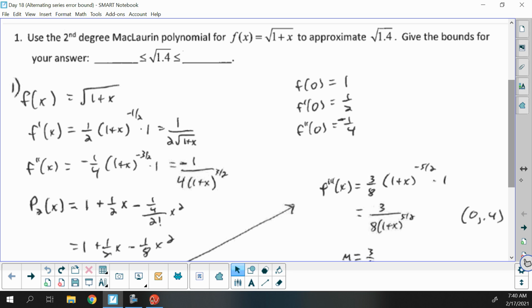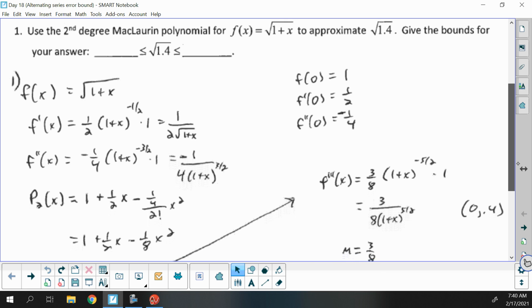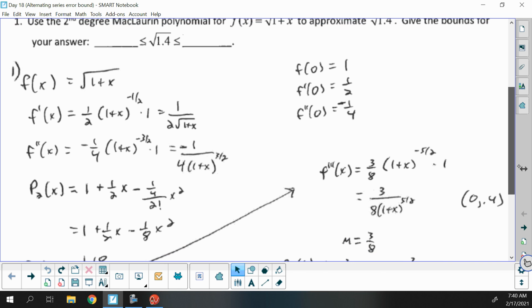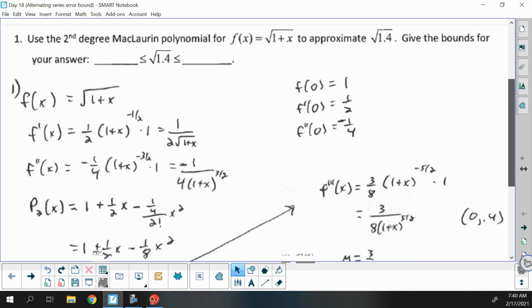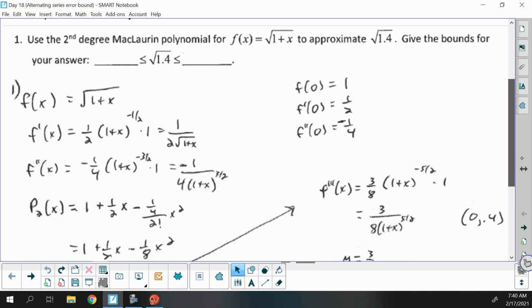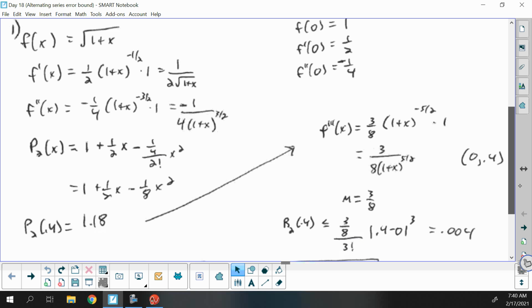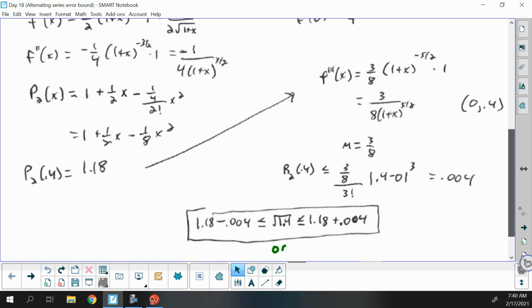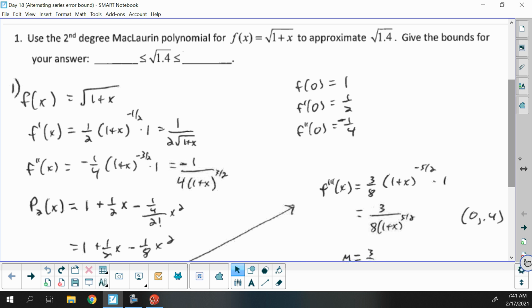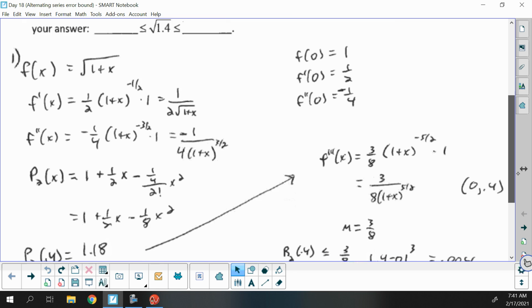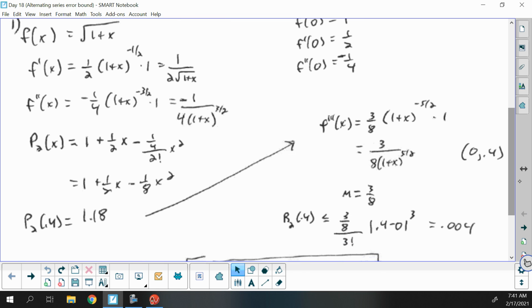Sub in 0, you get 0. Those derivatives are 1/2 and negative 1/4. Then down there where it says P2 of x, you can write out your second degree polynomial. Now, if we want square root of 1.4, keep in mind our original equation is square root of 1 plus x, so we're really only putting 0.4 in for x. So that's why this is just P2 of 0.4.